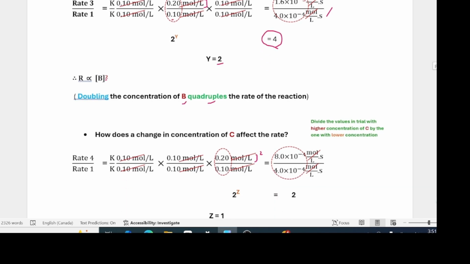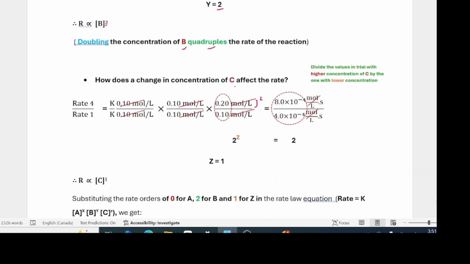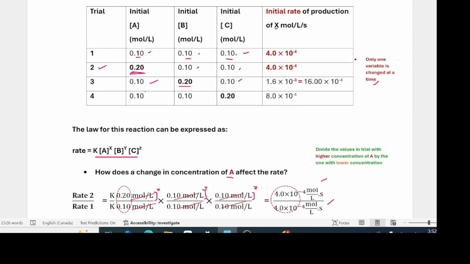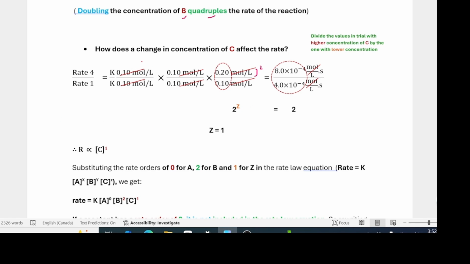Now you want to see how C affects the rate. You go to the table now. Everything stays the same here, stays the same here as there. You only change this one variable here. So what trial should be divided by what trial? We'll take the values of all of these here for trial 4 and divide them by the values of those there for trial 1. So doing that, all of these here will cancel out. You will get a value of 2 here. That goes into that twice there. 2 to the z is equal to 2. So z must be equal to 1.